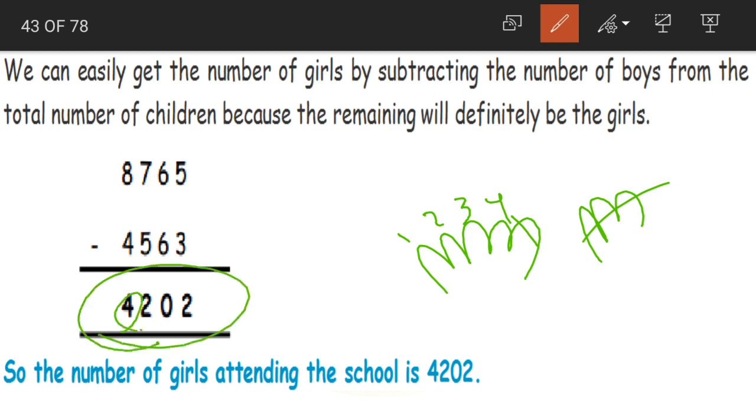Now what is this children? 4202. So the number of girls attending the school is 4202. Yes, how did we get this? We got this by subtracting the total number of boys from the total number of children going to the school. Clear?